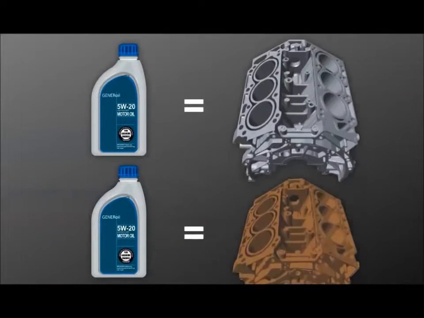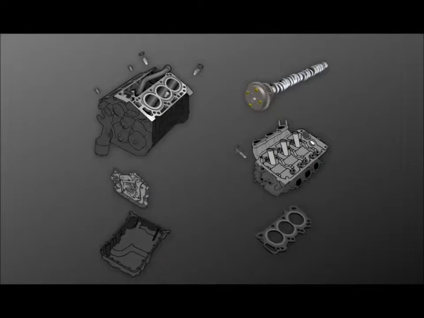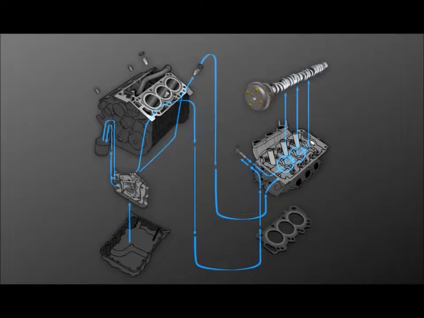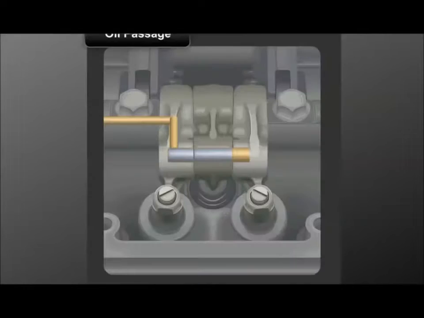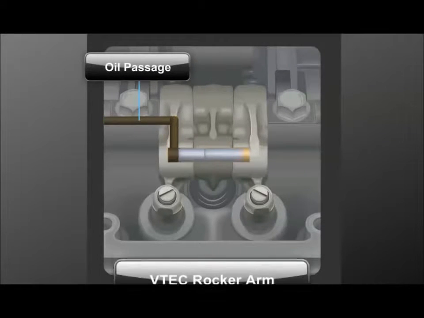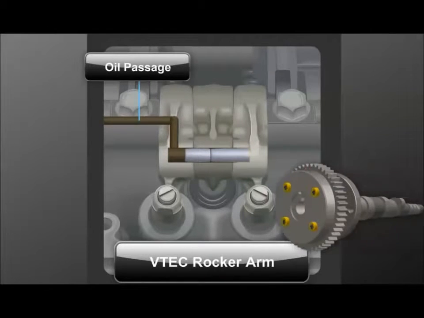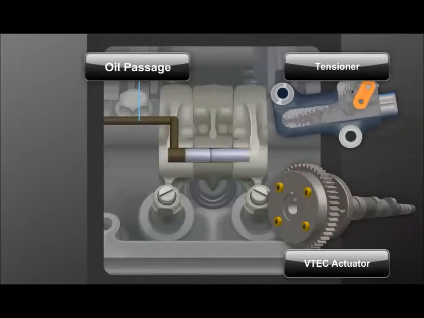Oil also protects against rust and corrosion by coating all internal engine parts, preventing oxidation. As oil flows through the engine, it also removes heat from friction points isolated from the cooling system. Finally, vehicles use oil as a hydraulic fluid, engaging such components as VTEC rocker arms, VTC actuators, and the cam chain tensioner.